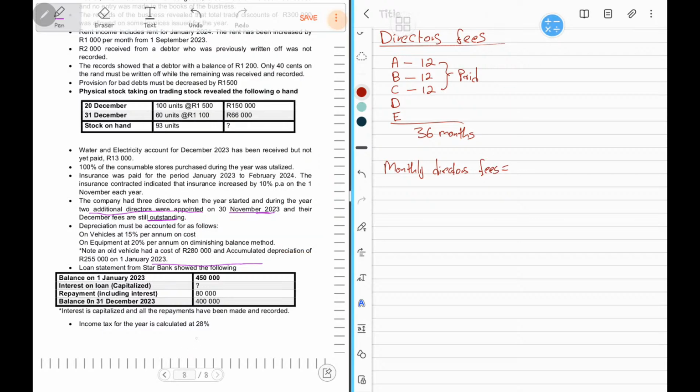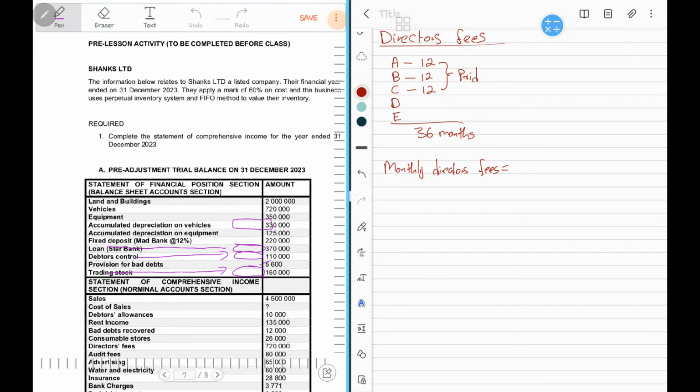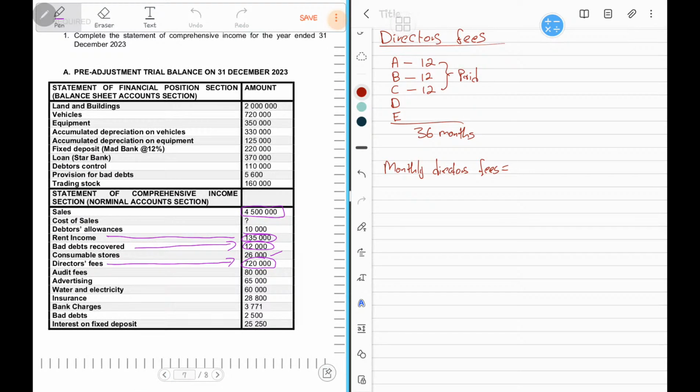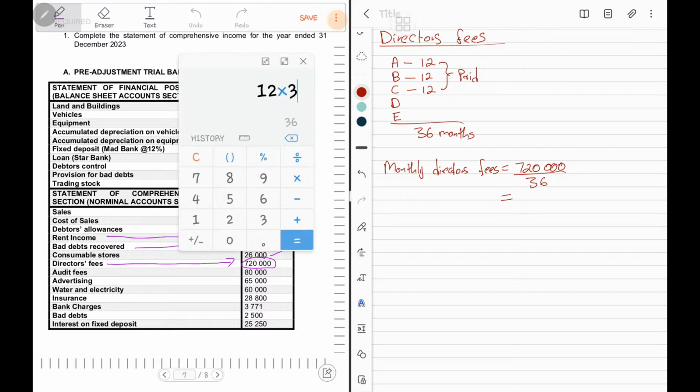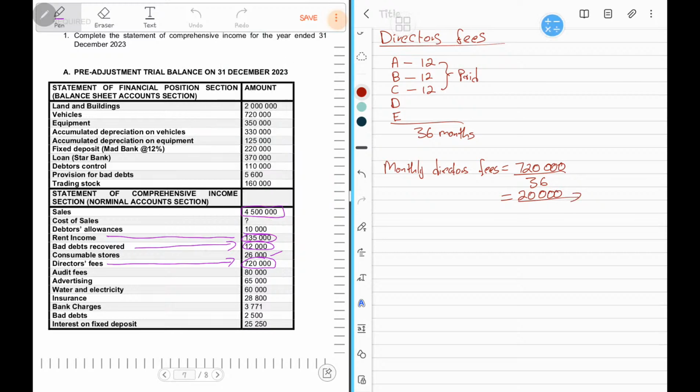So to find the monthly directors fees, we're going to refer to the total directors fees that were paid, 720,000. Then we're going to divide it by 36 months. That'll give us the amount of money that we pay each director per month. So it will be 720,000 divided by 36. That gives us 20,000. It means that each director we're paying 20,000 per month.